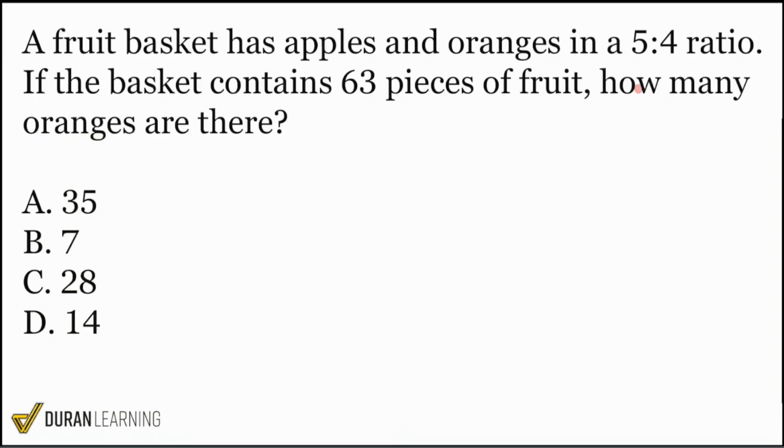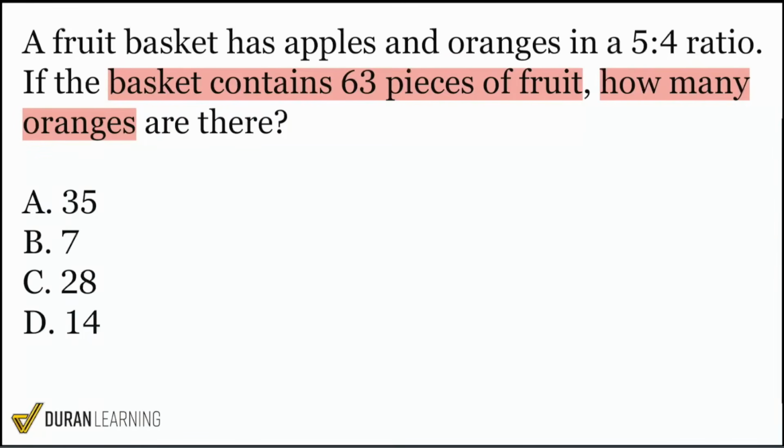We're looking for how many oranges, and we know that this basket contains 63 pieces of fruit. So let me write that down one by one. We're looking for the number of oranges. Right there, nice and easy. That's blank. And then we see that the basket contains 63 pieces of fruit. So we have 63 fruit. And then we're looking for the number of oranges.